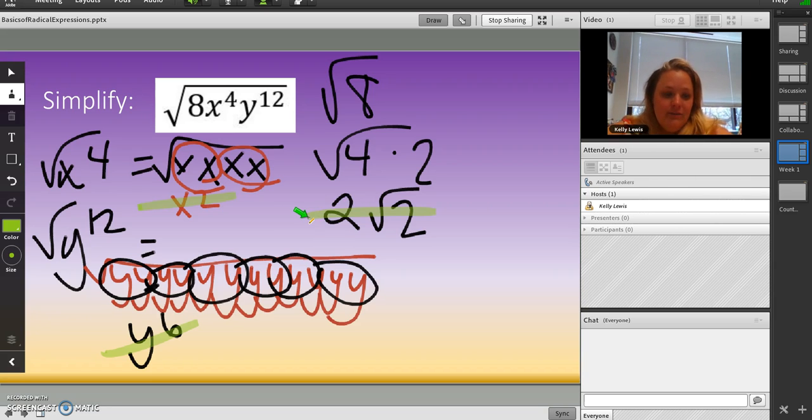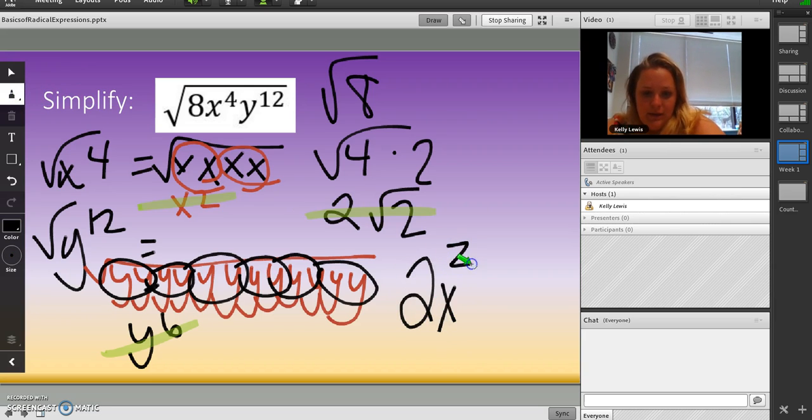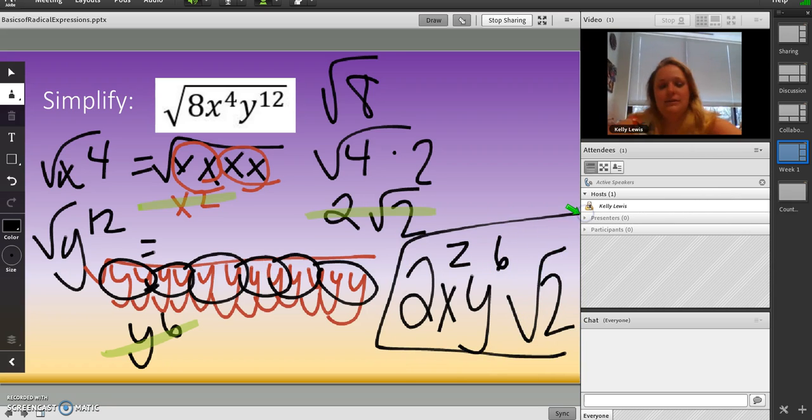The only thing that's left in the radicand, in that square root, is the square root of 2. So I have 2 x squared y to the 6 square root of 2. And so that's the answer.